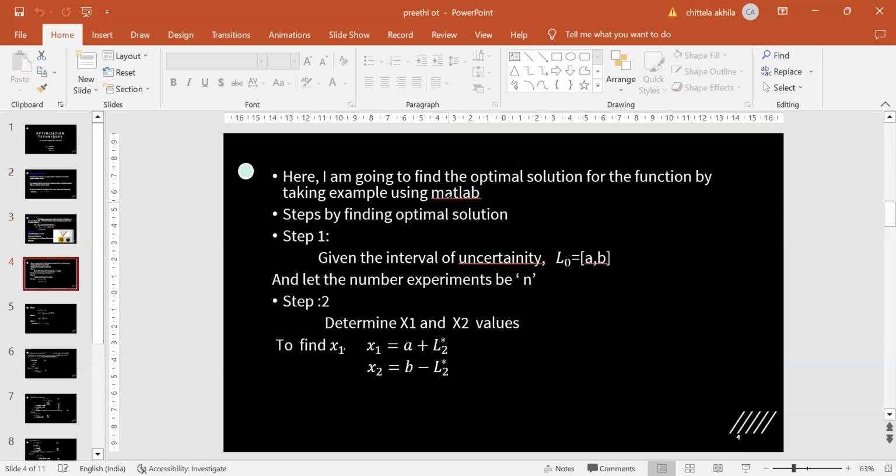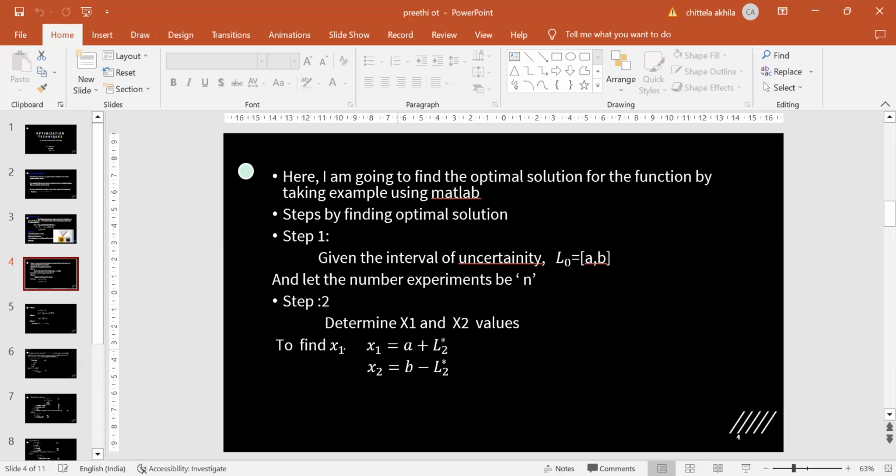And here I am explaining the algorithm for finding the optimal solution. This is a given interval of uncertainty, L0 equals [a, b], and N is the number of experiments or iterations we have to do in this problem. To find the values x1, x2 and the respective function values, we have to find the optimal solution of the given function using MATLAB here.